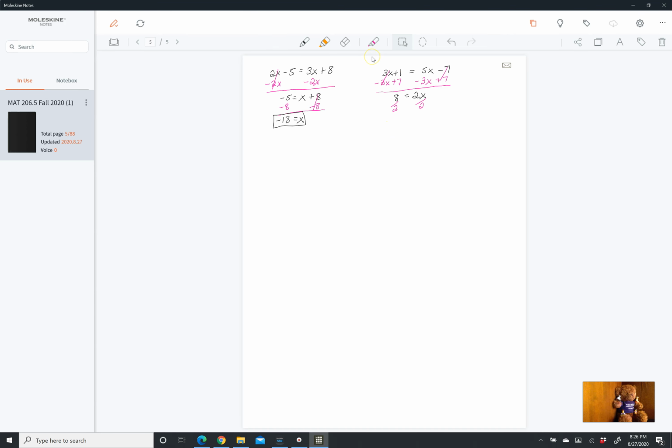And here, 8 divided by 2 is just 4, so that's our final answer. And if you write it as 4 equals x or x equals 4, both of those are right. So I'm just going to write it like this, just so that you see that it's okay to do it either way. Okay, let's do one more.